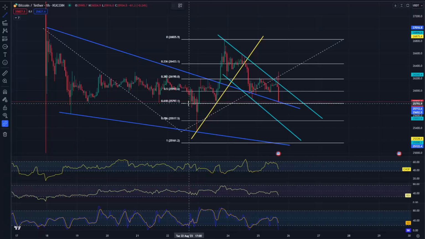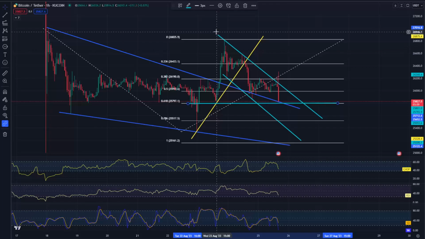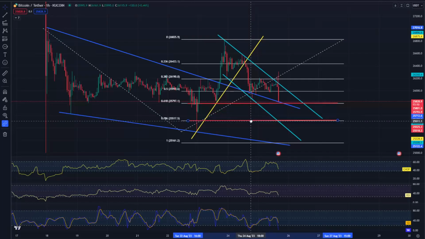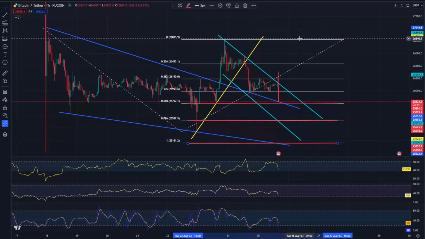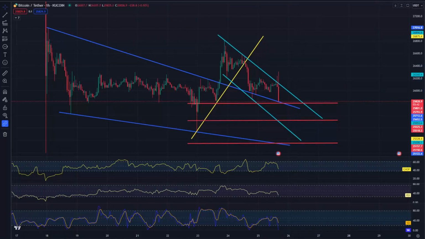has gone down to $25,801 support. Then we have a strong support at $25,525, and then a third very strong support at $25,157.